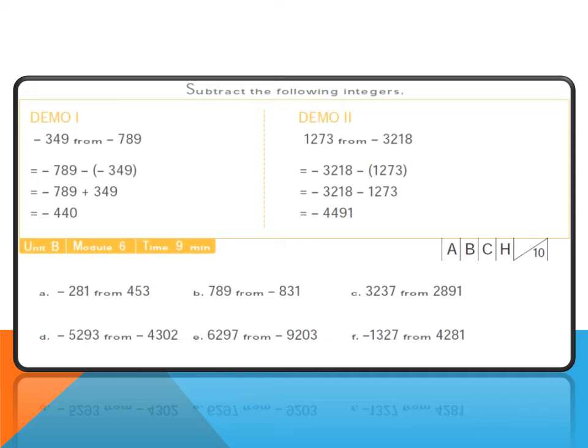Okay, before going to the answers, let us quickly discuss module number 6 also, because module number 6 is almost the same as the previous module. Subtract the following integers. Demo number 1, minus 349 from minus 789. So mathematically we will write it as minus 789 minus within bracket minus 349. So minus minus becomes plus. So our new expression is minus 789 plus 349, which will give you minus 440.